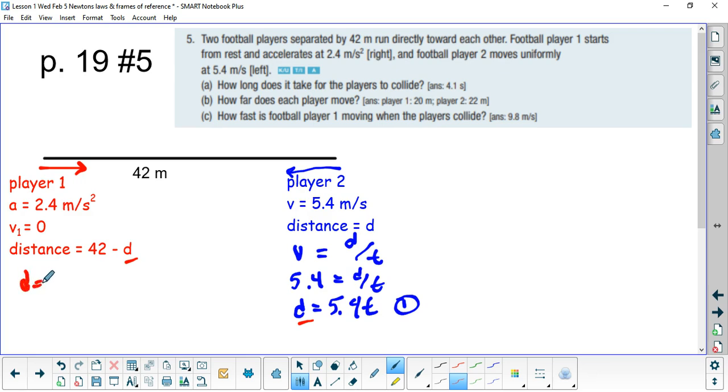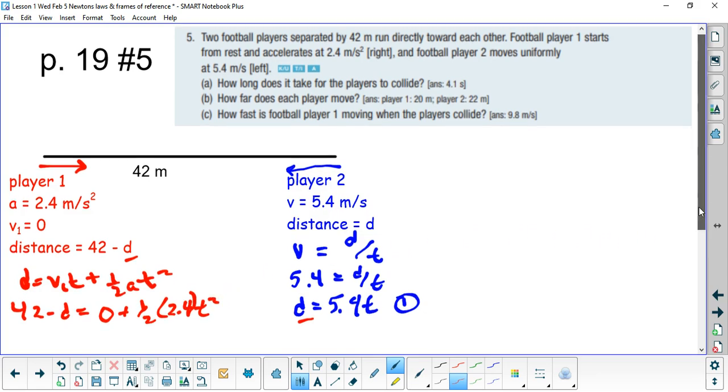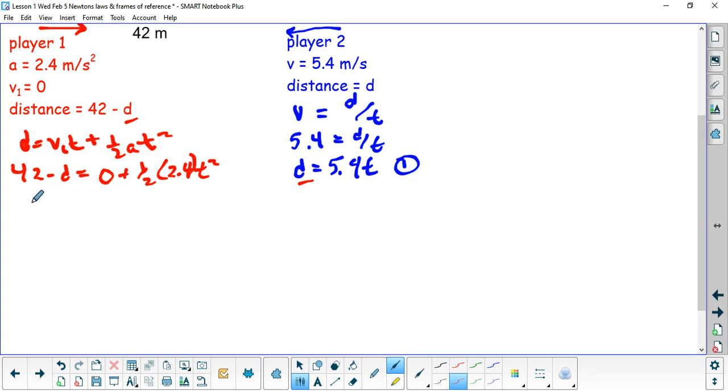So I'm going to use this equation, d equals v1t plus 1/2 at squared, and sub in the numbers that I know. He's going to cover 42 minus d, v1 is 0, plus half the acceleration, or 2.4, times t squared. No problem. Now I'll want to simplify this because it's super messy. So 42 minus d equals, 0 goes away, half of 2.4 is 1.2 t squared. So that is my second equation.